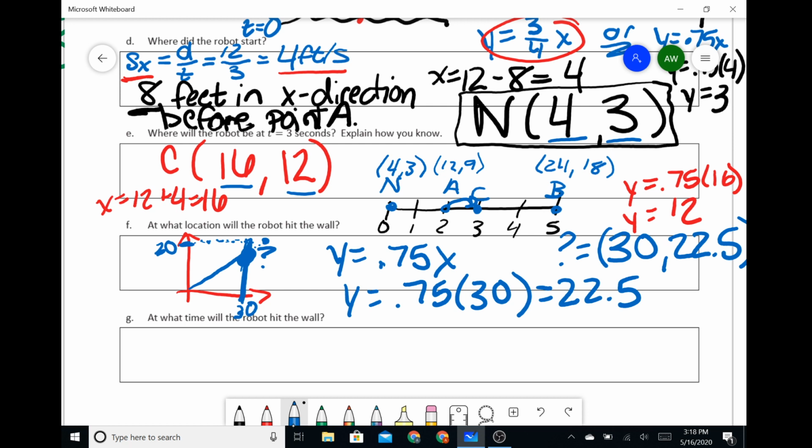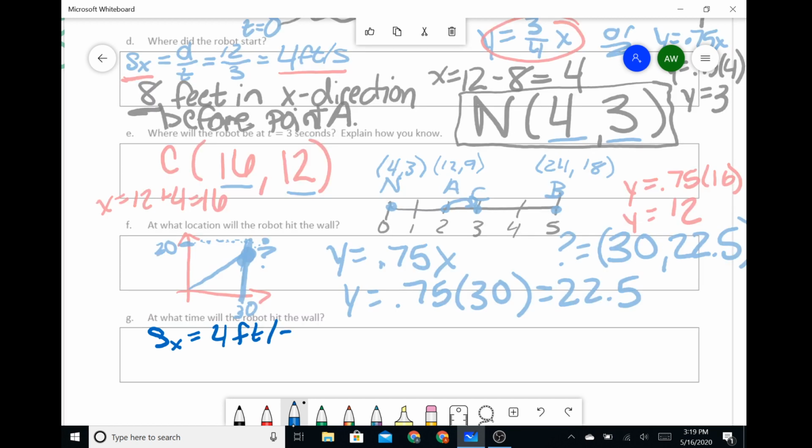So how long does it take for us to get to 30 and then 22.5? Right, that's the question that they're asking us. What time will it be by the time we get there? And I think that the easiest way to answer this is, again, just to look at our speed in the x direction instead of our diagonal speed, right? So we know that our speed in the x direction is 4 feet per second.